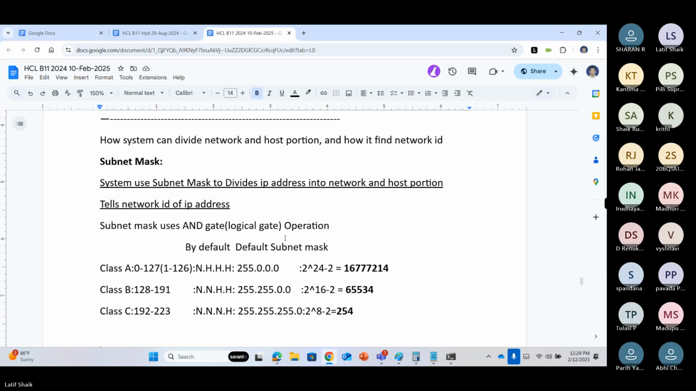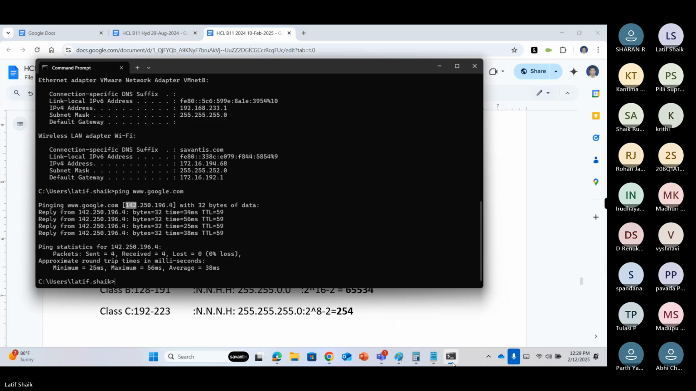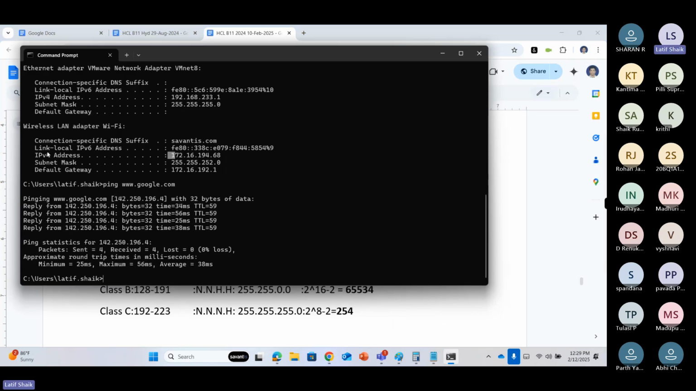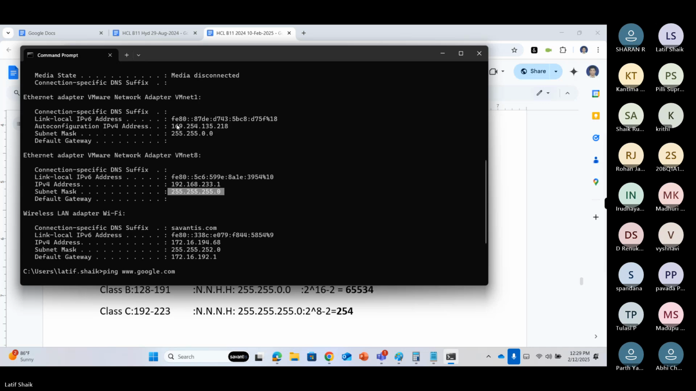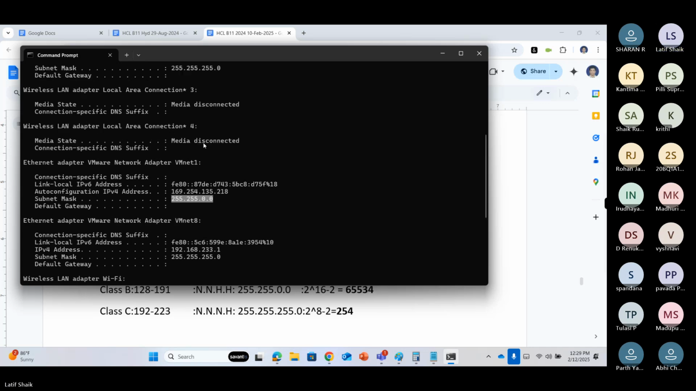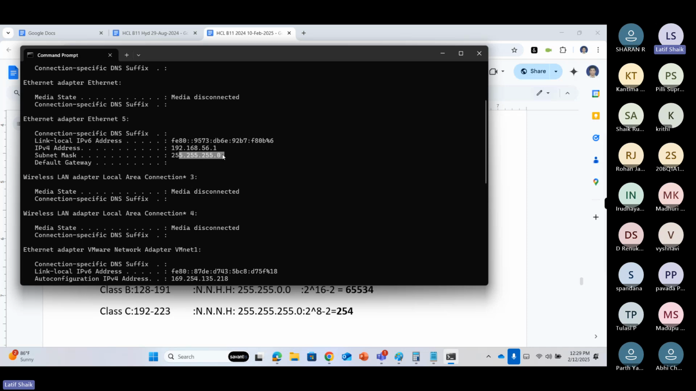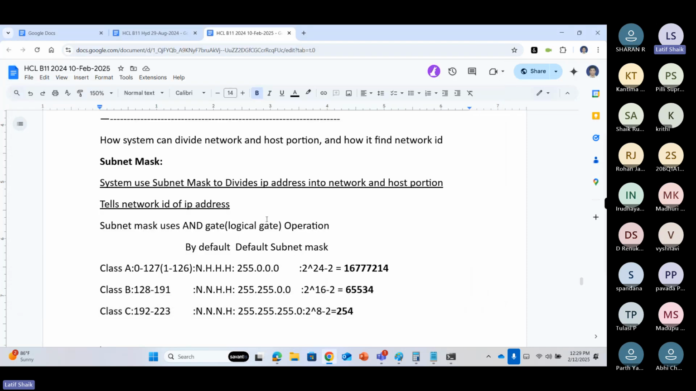Got it, guys? What is the subnet mask? See, I have an IP address and I have a subnet mask. IP address, subnet mask. Whenever you specify an IP address, you must specify the subnet mask also, because the subnet mask divides the IP address into network and host portions.